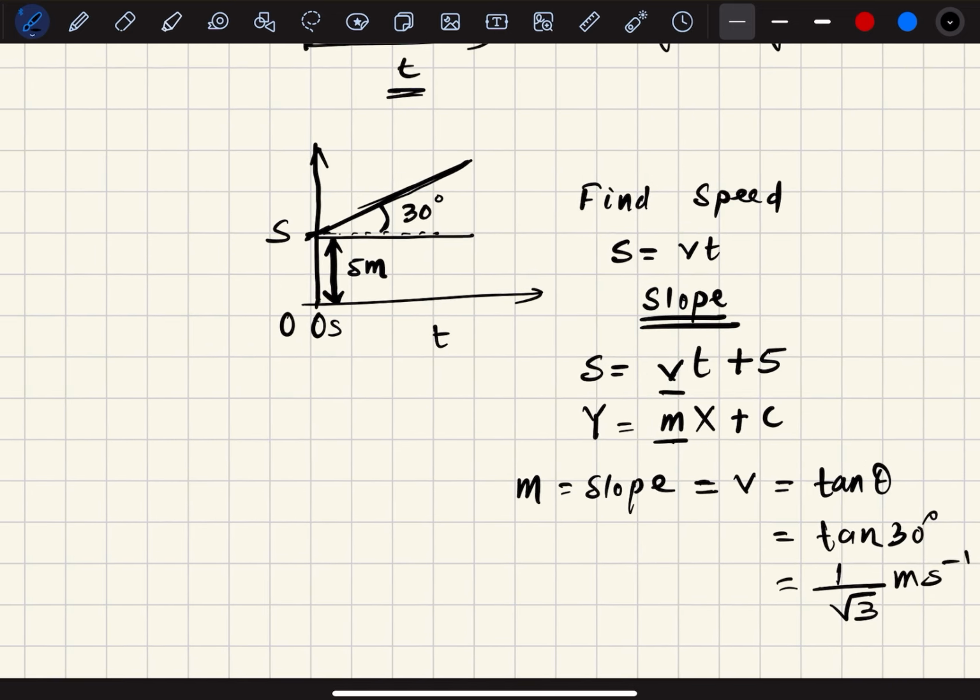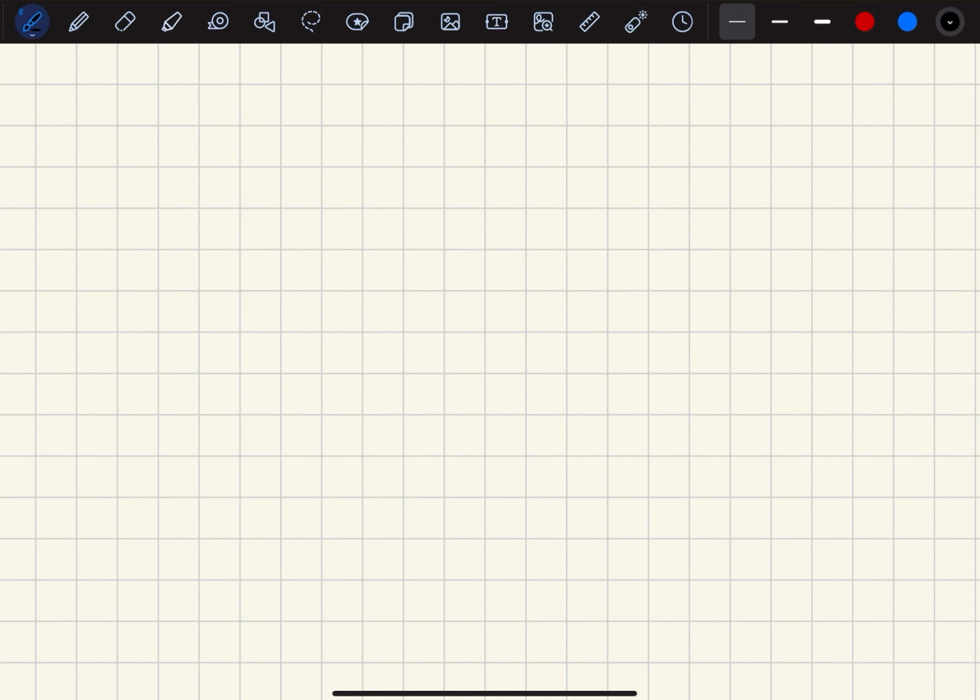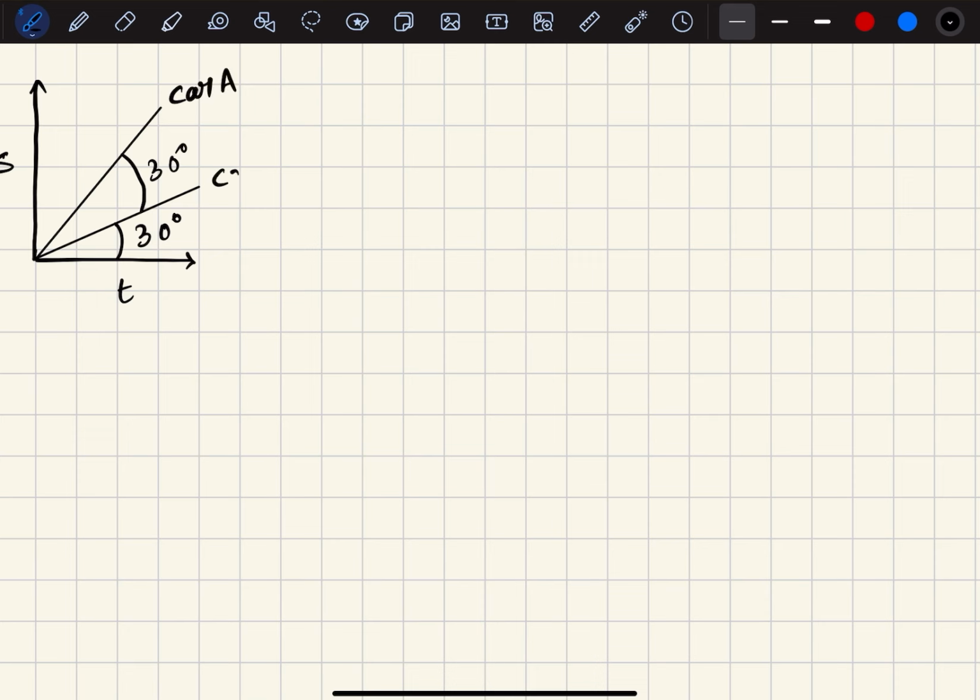Suppose I have given you a graph over here. This is a distance by time graph, two distance by time graphs like this. This is 30 degree, this is again 30 degree. This is distance, this is time. This is for car A, this is for car B. This problem was asked in the NEET examination. Okay, so let us discuss this. This is an easy problem, very easy problem.